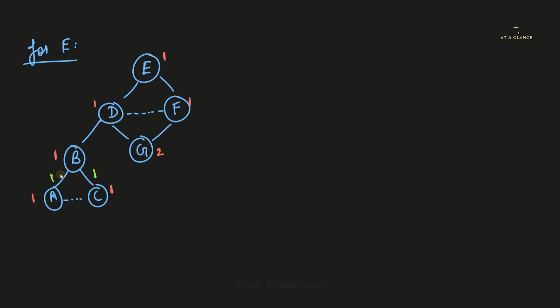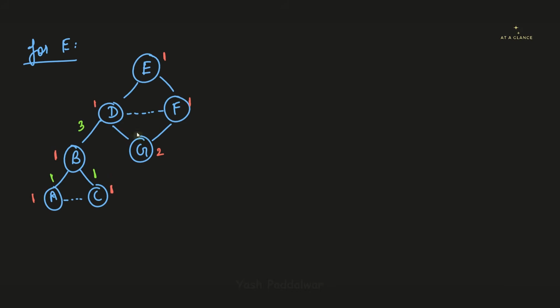So, it will be 1 plus 1, since we have to consider these two also. So, 1 plus 1 and the node weight of the node B is 1 again. So, we'll have to add all these three. So, it gives 3 as the answer.